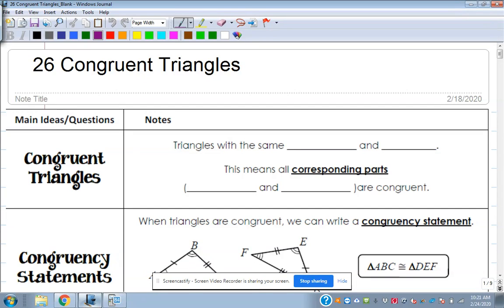All right, so congruent triangles. What does it mean for a triangle to be congruent? Same side lengths and angle measures. Everything about the triangles is the same. It's triangles with the same shape.